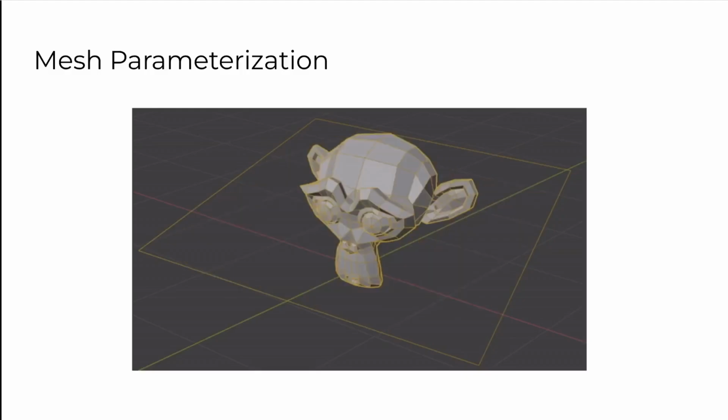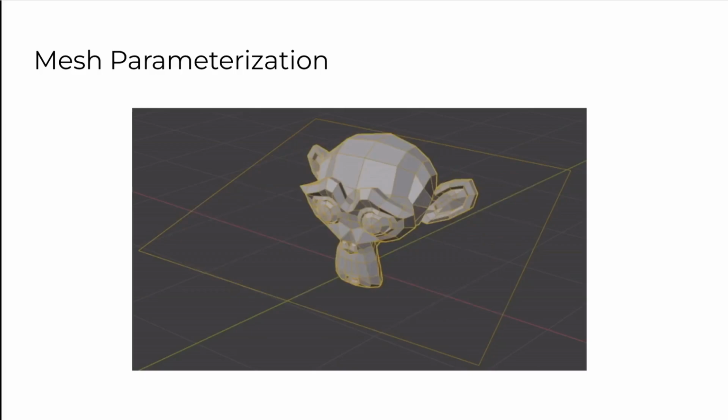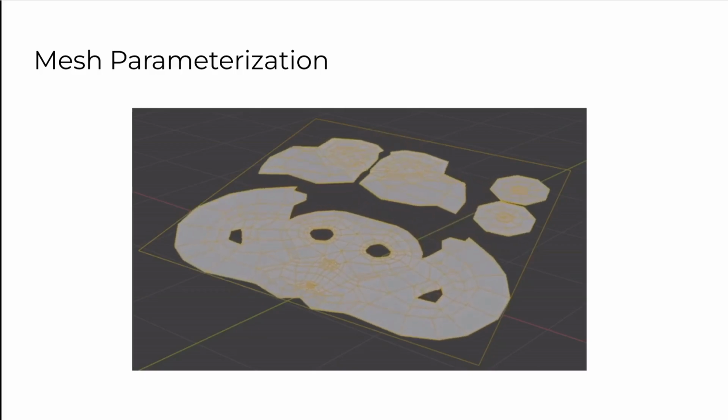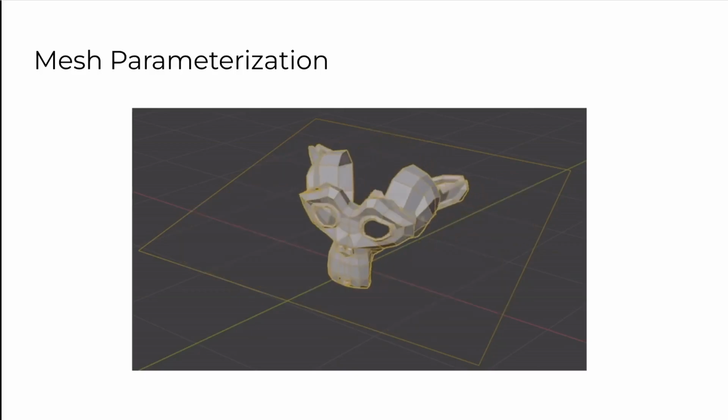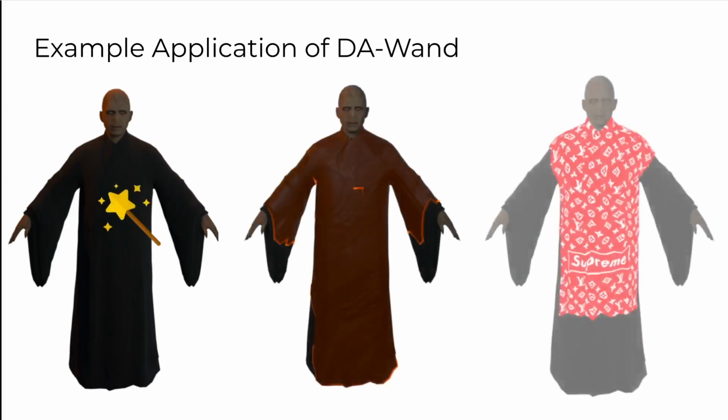Mesh parameterization computes a map from the 3D mesh to the 2D plane. This map is useful for many applications, such as detail transfer, remeshing, and texture mapping. DeWand is a technique for segmenting a mesh conditioned on the user selection for parameterization. We show an example application for segmenting and stylizing a mesh using an image texture.